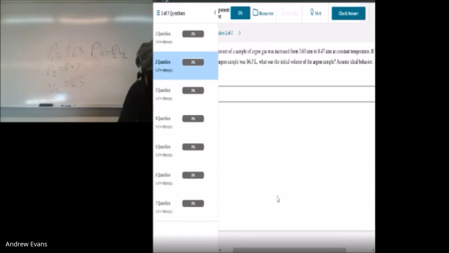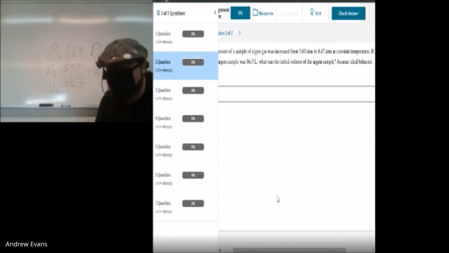16.3 times 8.47 divided by 3.63 puts us at the original volume, which would have been 38.03 liters, or probably 38 liters. So as I said, you cannot copy the exact numbers. You probably will have slightly different numbers.